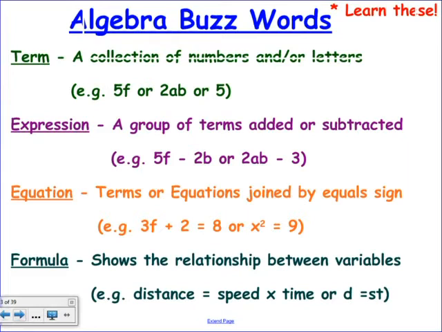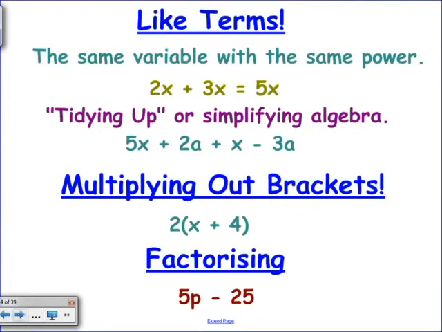An expression does not have an equal sign. An equation is something that looks like an expression, so you have terms that add and subtract, an equal sign, and something on the other side that you can solve. And a formula has 2 or more variables, and you can't solve it because you don't have enough information until people give you the value. When they do give you the value, you can do your substitution and solve it. Okay.